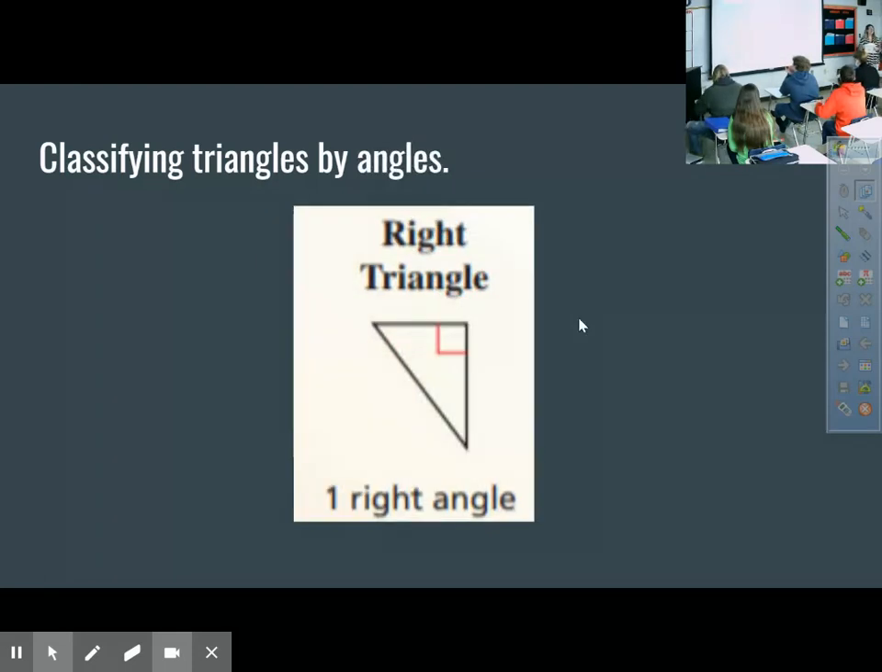Alright, classifying it by angles. Classifying triangles by angles. The first one, oops.